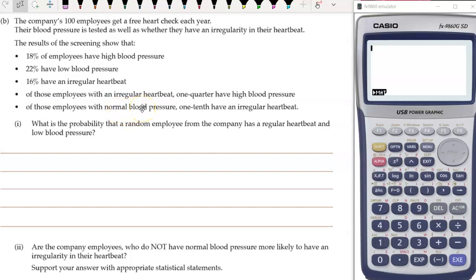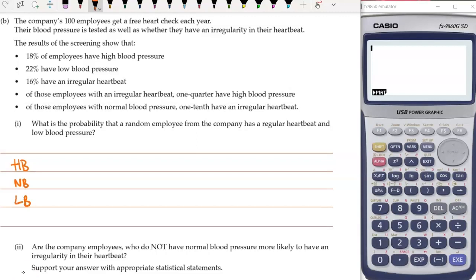So let's create a table where we've got high blood pressure, normal blood pressure, low blood pressure. And then the other thing is about heartbeat: irregular heartbeat and then regular heartbeat. And we'll need totals.